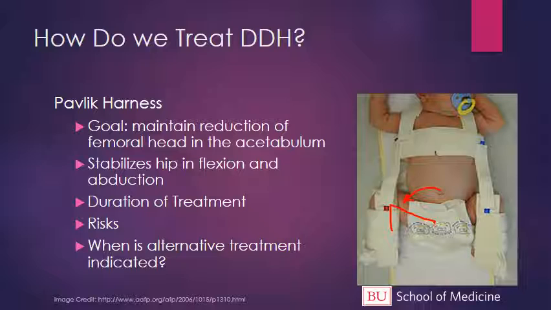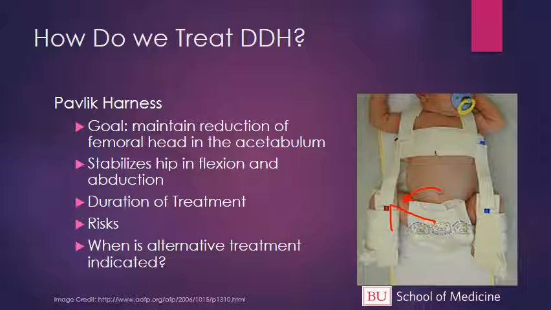The recommended course of treatment is 6 weeks full-time in the harness, followed by 6 weeks part-time, allowing the child some time without the harness. This device has been shown to have incredible success rates, 95% success for dysplasia and subluxation, and up to 80% success rate for full dislocation.